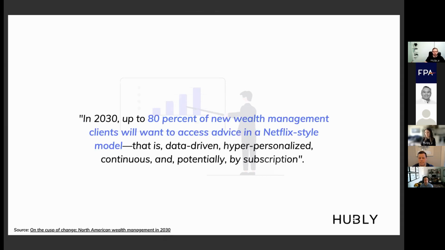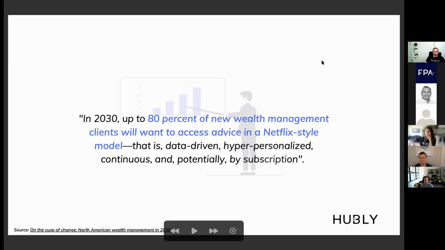And I think there's a quote once again by McKinsey here, which I think summarizes it pretty well. In 2030, up to 80% of new wealth management clients will want to access advice in a Netflix style model. And what that means is it's data-driven, hyper-personalized, continuous, and possibly by subscription. And so this idea of how can we make financial advice as simple and easy to buy as a Netflix account? Probably a crazy dream, but I think working in that direction will help us get closer to meeting those client expectations.